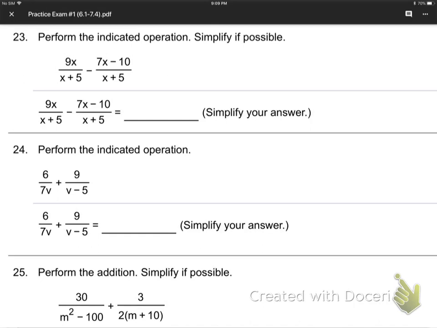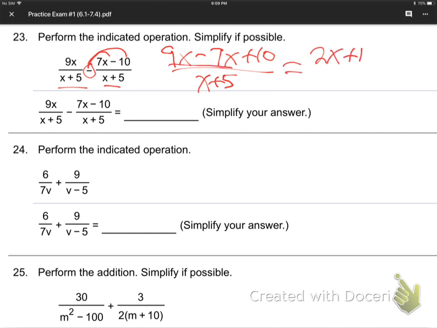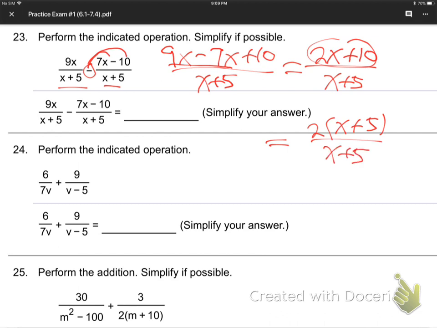23. We're subtracting. Common denominator already. So you know what happens. That minus distributes to both, right? So we get 9x minus 7x plus 10, actually, over x plus 5, like that. And then that 9x minus 7x is 2x plus 10 over x plus 5. And then we factor this, take out a 2. And then these cancel. It's just 2. The answer to all that is just 2.